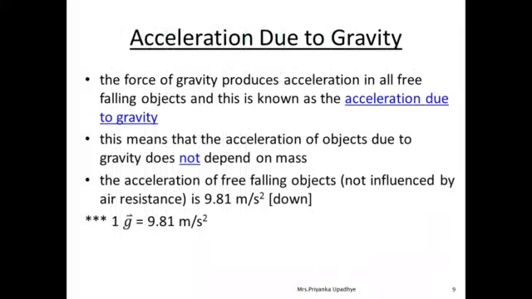Okay, so next we have acceleration due to gravity. The force of gravity produces acceleration in the free falling object. So there is a force of gravity, and due to that, what happens when a body is at some height and when it falls? The force of gravity produces acceleration in all free falling objects, and this is known as acceleration due to gravity. It means that the acceleration of objects due to gravity does not depend upon mass.